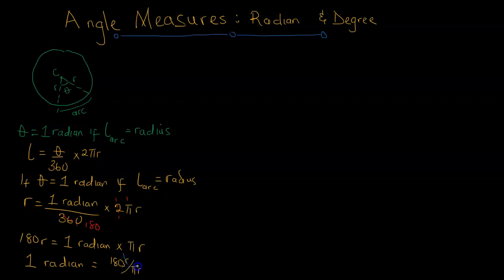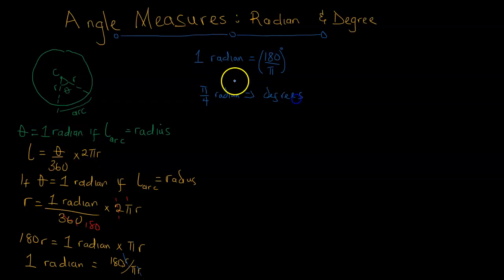So r is going to cancel r, and we can see that the value of 1 radian is 180 degrees over pi. So this is the conversion between radian and degrees. 1 radian is 180 over pi degrees. So for example, if we're asked to obtain the value of pi over 4 radian in degrees.